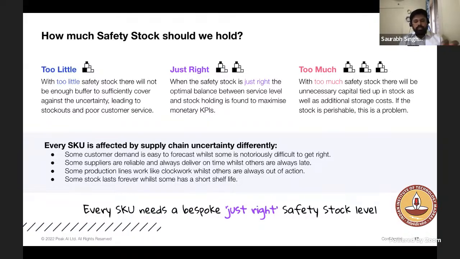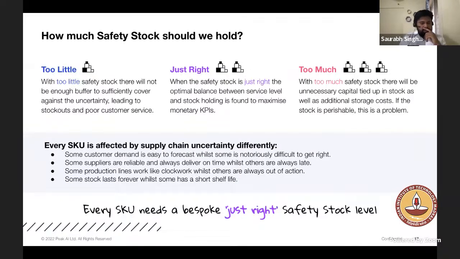Right. So the percentage of time you are able to satisfy your end customer requirement is basically your service level. So it is a trade-off between that service level and the money invested to hold more safety stock. When it is just right, it is basically the optimal balance between service level and stock holding, which also maximizes your monetary KPIs, right?